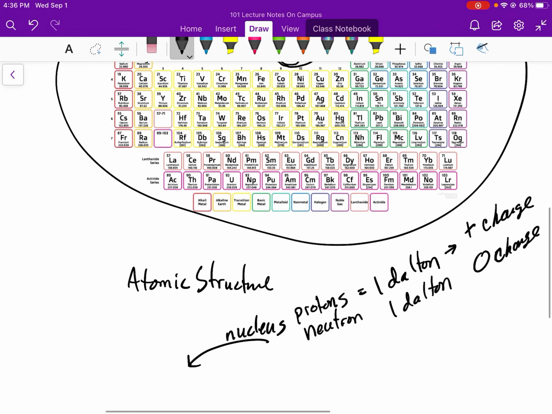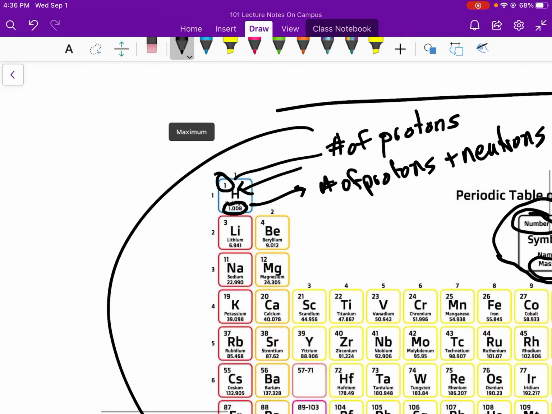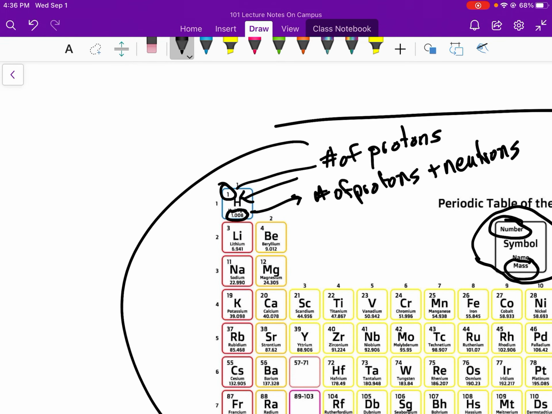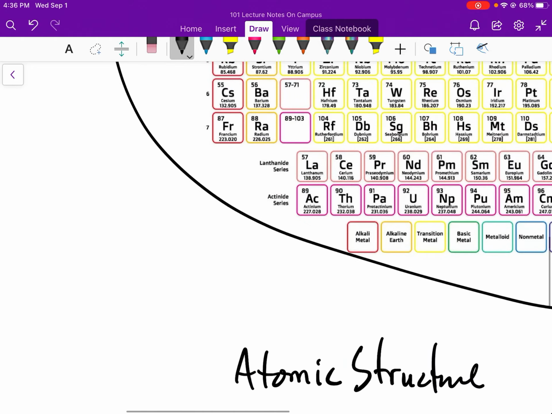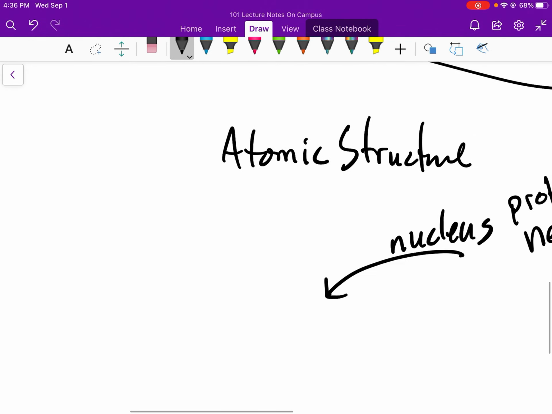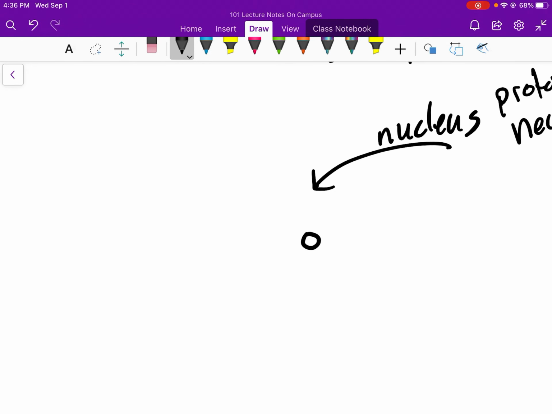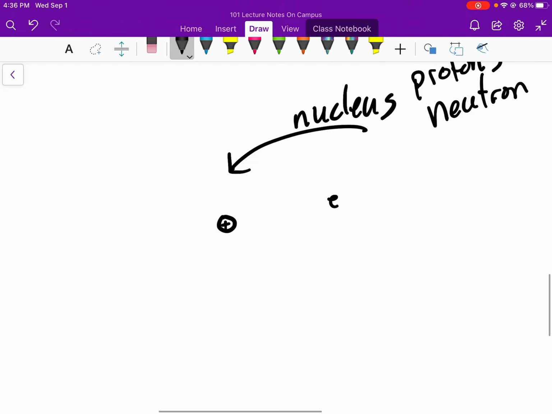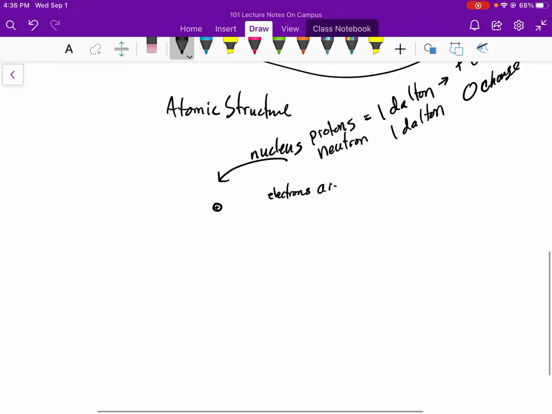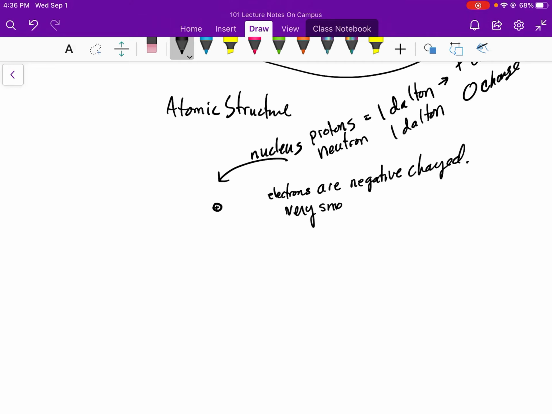So if you take something like hydrogen, which we just looked at up here, you can see that hydrogen has an atomic number of 1, which is 1 proton. So I can put the 1 positive proton in the middle. I could draw it like this if I want. And then it's going to have electrons. Now I haven't mentioned electrons, but electrons are negative charged. And they're very small. Basically, they have no mass.